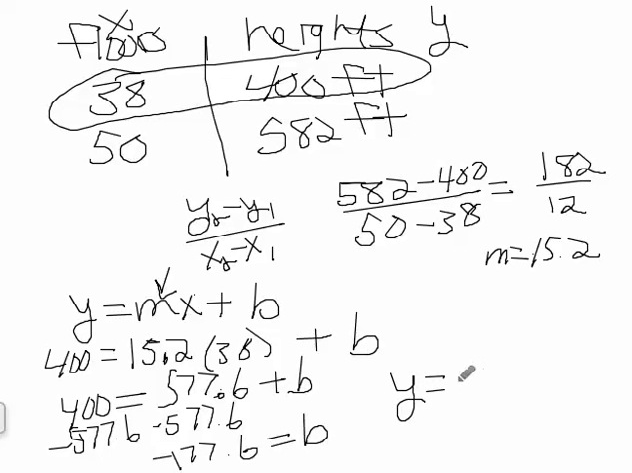So now my linear model of this bad model would be 15.2x minus 177.6. That means that if I wanted to find the height of a building, I could put in how many floors here, multiply by 15.2, subtract 177.6, and I would get an estimate of how high that building was. The reason I say this is kind of weird, that means that every floor is 15.2 feet high, but then I would have to subtract 177.6.